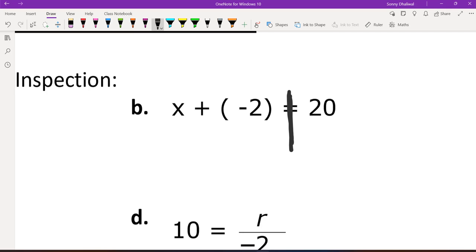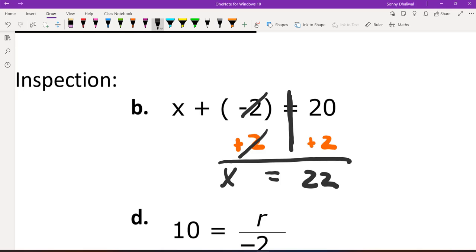Or just adding 2. Right? Plus 2. And this -2 and plus 2 makes 0. That's how those cancel out. If you add 2 to that side, 2 here. So these numbers cancel each other out. This -2 and positive 2 makes 0. And x is equal to what number? 22. 2 plus 20 is 22, yeah. And that is your answer.